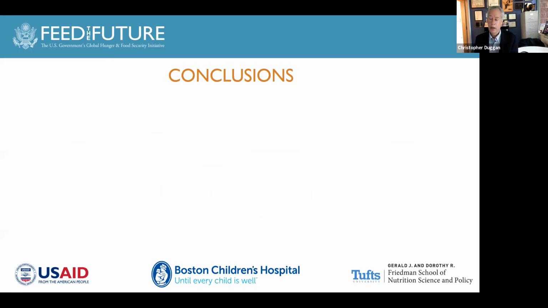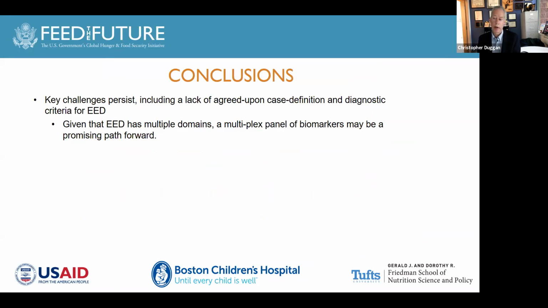So in conclusion, a lot has been learned about environmental enteric dysfunction in low and middle income countries, but unfortunately key challenges persist. Specifically, we don't quite have an agreed upon case definition or specific diagnostic criteria. It's been proposed that because there are multiple domains of gastrointestinal function, including decreased absorption and increased permeability, a mix of biomarkers might be a promising path, and we're moving forward on that with different studies we are setting up. Next slide.